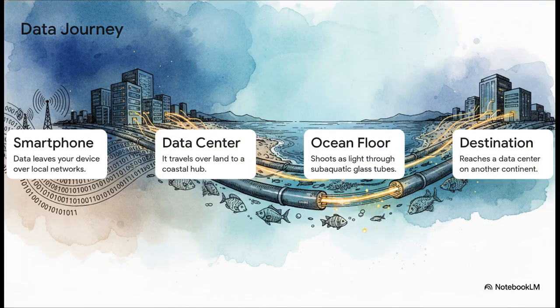Okay, let's track how a simple text message actually makes this journey. Step 1. Your data leaves your smartphone over your local cellular or Wi-Fi network, traveling over land until Step 2, it hits a highly secure coastal data center. From there, and this is where the magic really happens, Step 3, that data literally translates into light. It shoots as rapid pulses through tiny glass tubes inside these heavily armored cables across the ocean floor. Finally, Step 4, it reaches a destination data center on another continent and translates back. And all of this? It happens in a fraction of a single second.